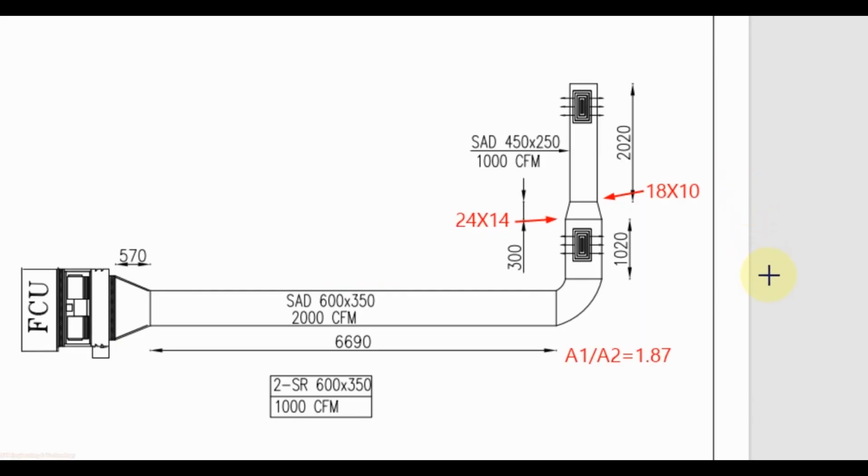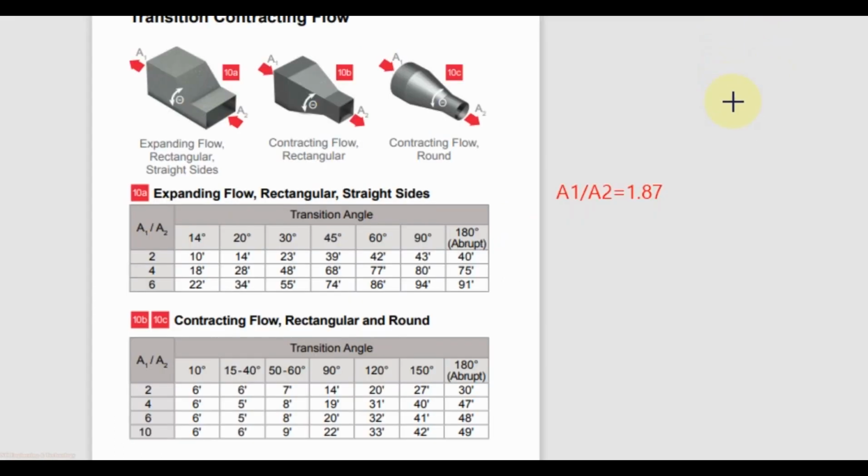Similarly, the A1 by A2 ratio for another reducer whose size is 24 by 14 and 18 by 10 is equal to 1.87. For this reducer we have A1 by A2 value 1.87, so we will select this row which has 2, and this reducer is also converging, so we will select the maximum angle 60 degree. So in this way the equivalent length for this reducer is also 7 feet.